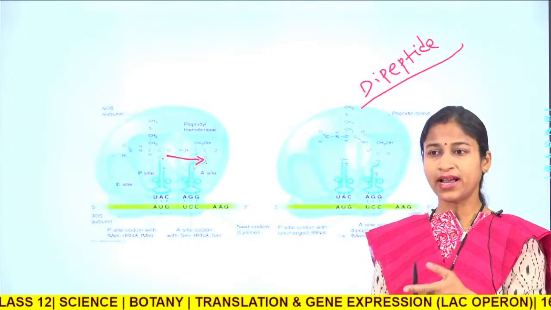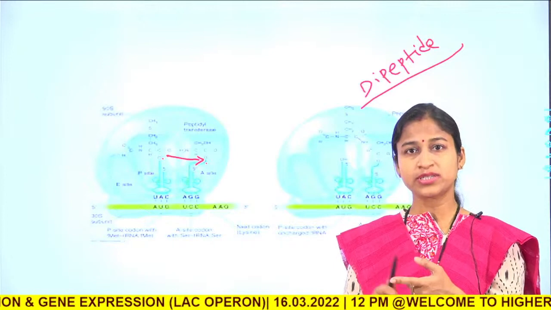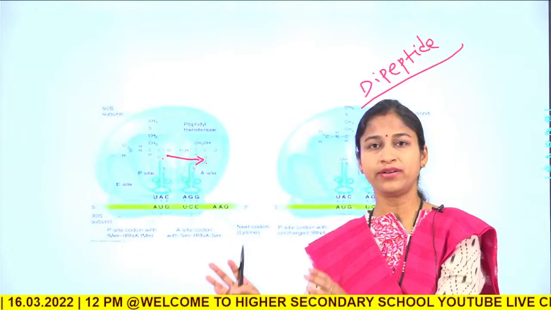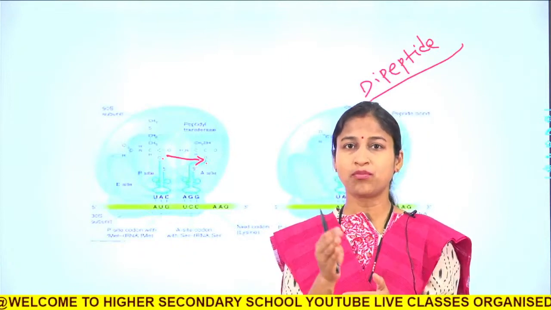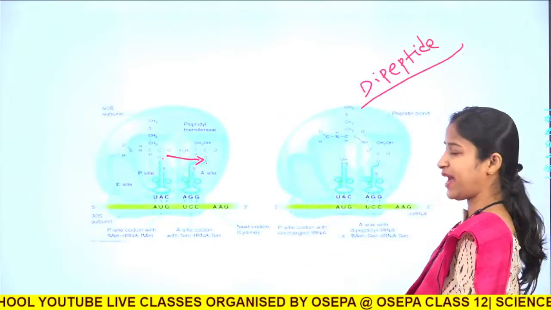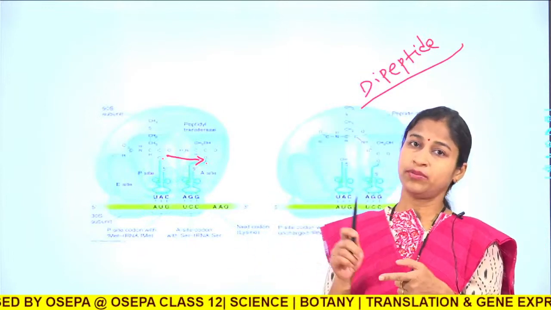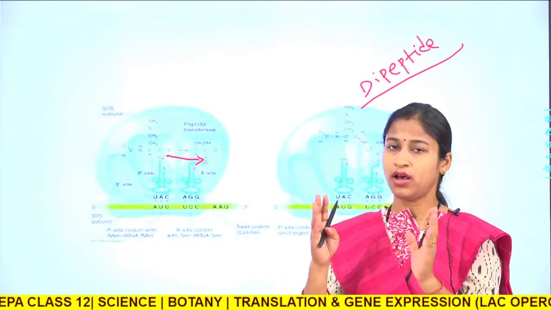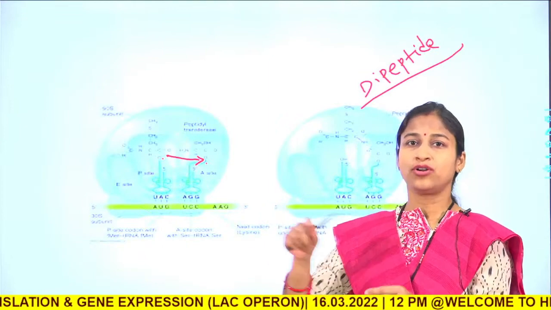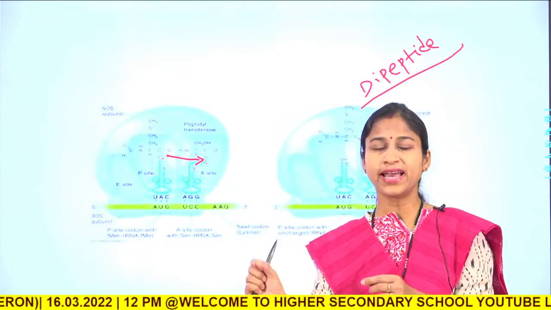That means first of all there will be joining of an aminoacyl tRNA to the A site, then there will be formation of a peptide bond, then there will be translocation of the ribosome from one codon to another codon, and it repeats in cycles. Each time there will be binding of an aminoacyl tRNA to the A site, next there will be peptide bond formation between the consecutive peptidyl chain and the aminoacyl group, then there will be translocation of the ribosome just by a single codon.